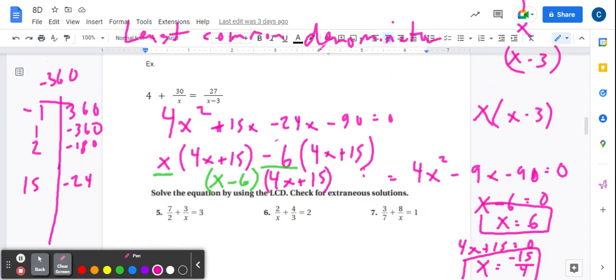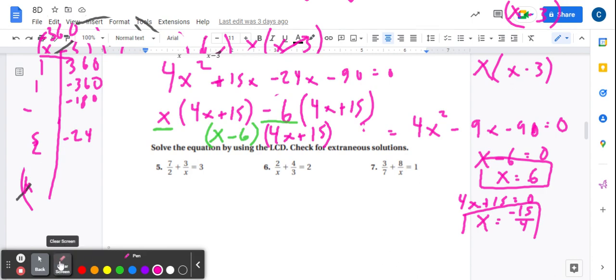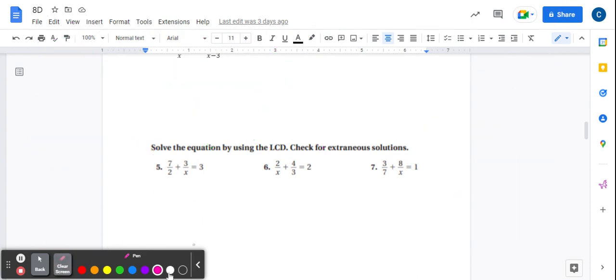This is kind of a complicated one. If I wanted to look at one of these that is a little bit simpler, let's just take a look at number 5, for instance. I know the last one was very complex, but let's do something simple. We want to solve the equation using the least common denominator. We have a denominator of 2 and a denominator of x, so we can multiply everything in the equation by the least common denominator, which is going to be 2x.